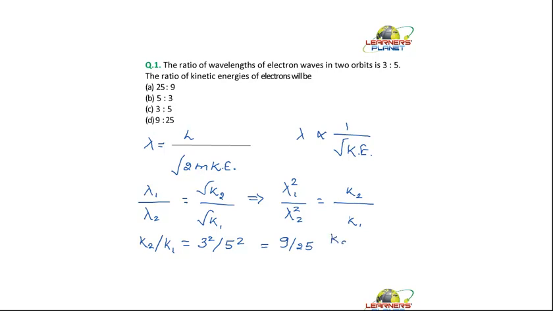So the second kinetic energy is to the first kinetic energy, that is K2 is to K1, is equal to 9:25. So K1 is to K2 will be equal to 25:9. So what will be the answer here, students? It would be 25:9.